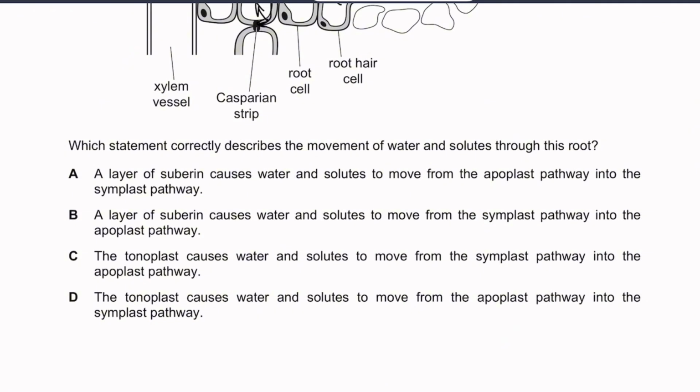A layer of suberin causes water and solutes to move from the apoplast pathway into the symplast pathway. Exactly. Okay, a layer of suberin causes water molecules to move from the symplast to the apoplast. That's wrong. They were already moving in the apoplast and then they move into the symplast. They were moving in the cell wall, but suberin is a waterproof material. It forces the water to leave the cell wall and move into the cytoplasm, which is the symplast pathway. The tonoplast causes water and solutes to move. I suppose this is the same drill, so A is your answer.